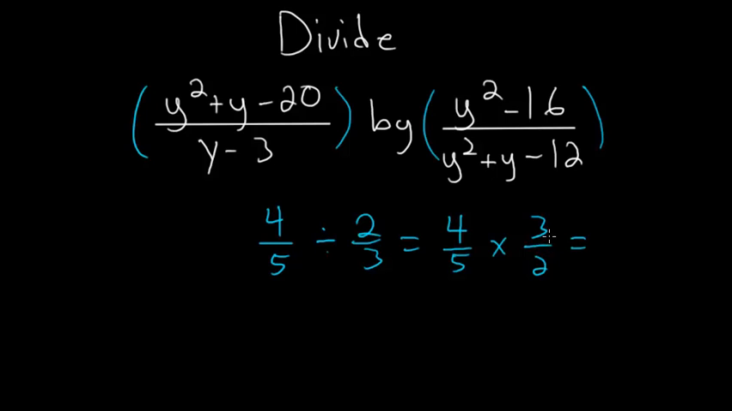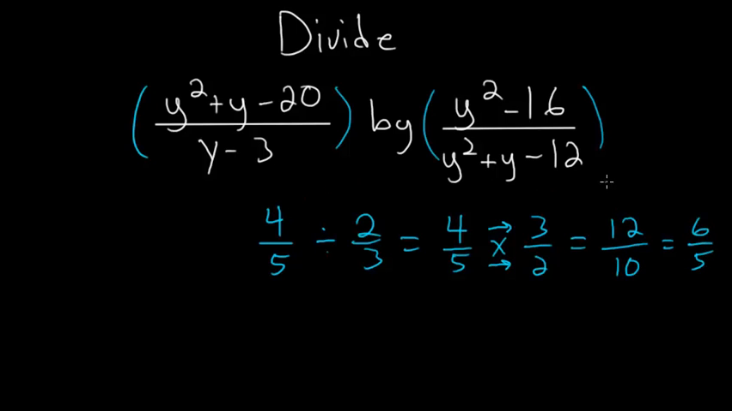And then once you flip the fraction and you're multiplying, multiplication is very straightforward. We just go straight across. So 4 times 3 is 12, divided by 5 times 2 is 10. Each of these have a factor of 2 in common, so it becomes 6/5.